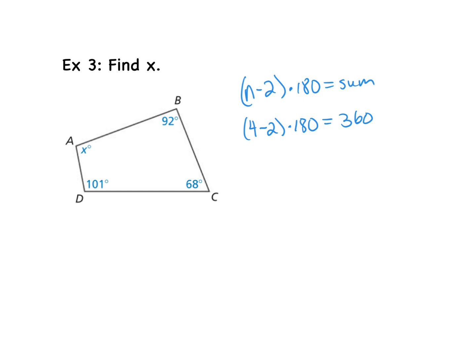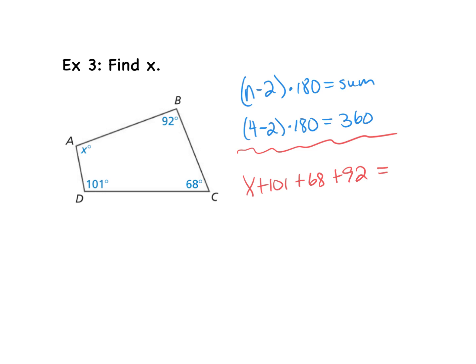So now I'm going to take all the ones. So we found the sum. Now we're going to add them all together. The x, the 101, 68, and the 92. x, 101, 68 plus 92. And it's all going to equal how much, class?